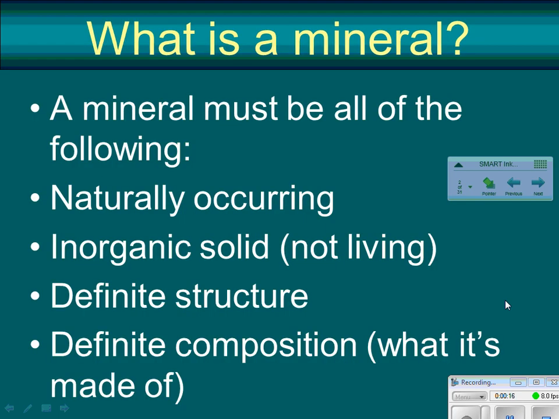What is a mineral? A mineral must be all of the following 4 different things. Naturally occurring, so it's got to be made in nature. Inorganic solid, meaning it's not made of anything that was ever living, and obviously it's a solid, not a liquid, not a gas. It has a definite structure and a definite composition. Composition means what it's made of.